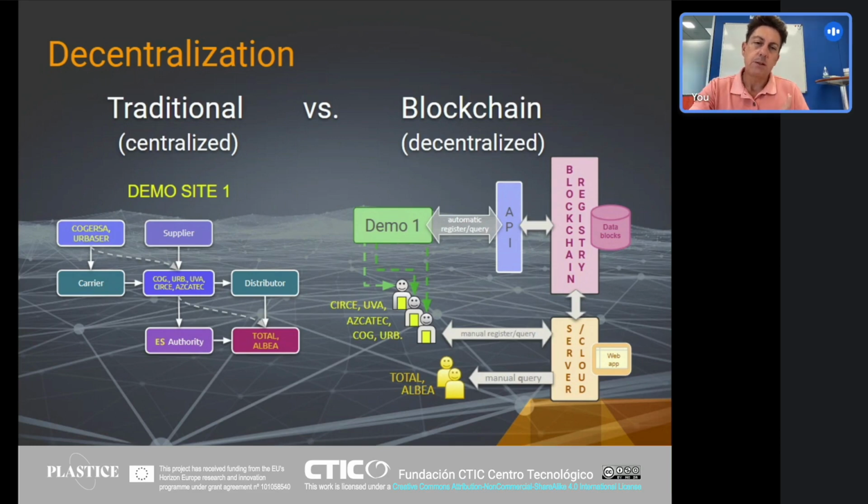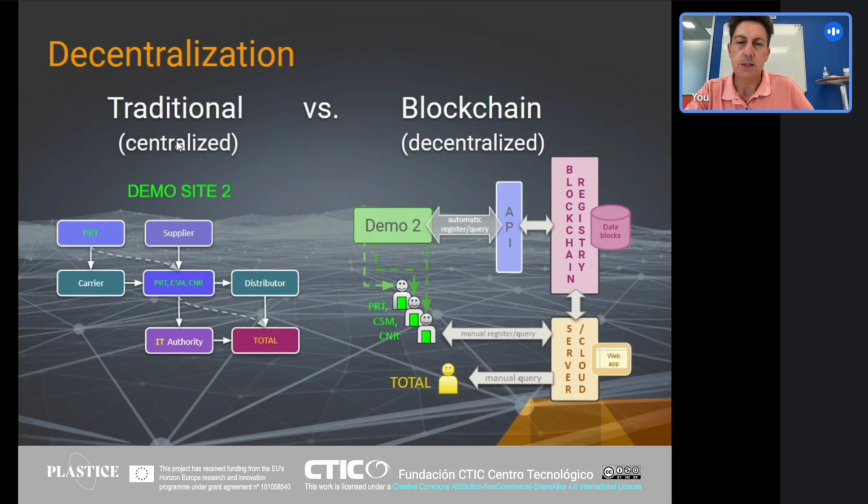In blockchain, that's the technological model that we are going to create, and I will explain it later. That demo site will connect with an API or with a human interface, these web applications, and interact with the blockchain registry to store, retrieve and query the data in the way that I explained before, with technologies that are tamper-proof, that you can trust, and so on. And for the rest of the demo sites it will be the same, just changing the players, as you can see here in these slides.